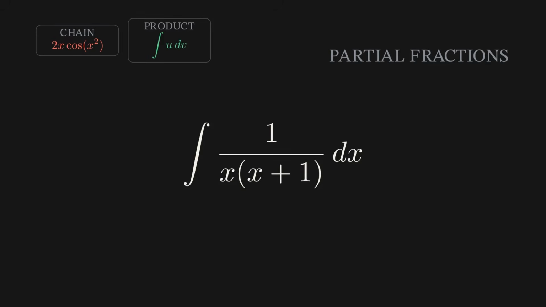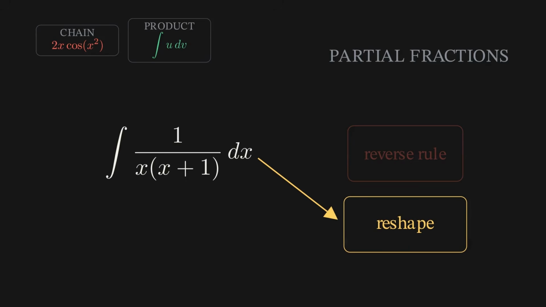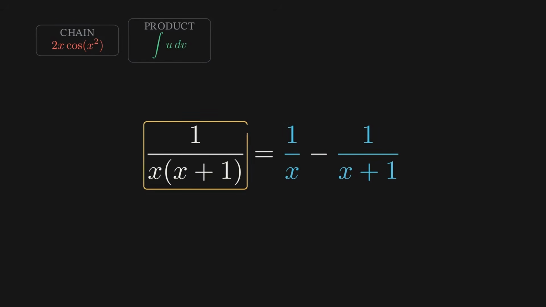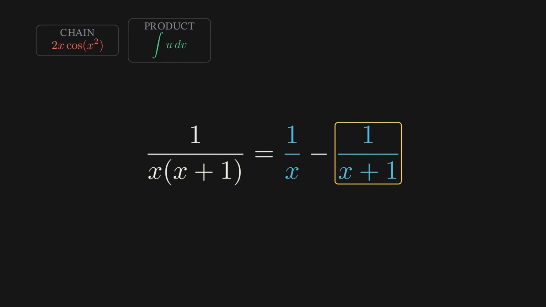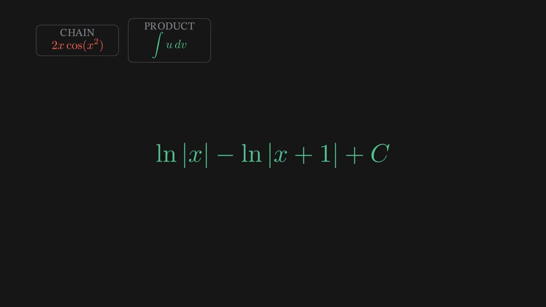Now, partial fractions. And here I have to be honest with you. This one breaks the pattern. It doesn't reverse a differentiation rule. It does something arguably smarter. It refuses to fight the problem at all. It restructures it. That scary rational fraction, it's secretly the sum of 2 baby fractions, and each baby fraction is something you could integrate in your sleep.